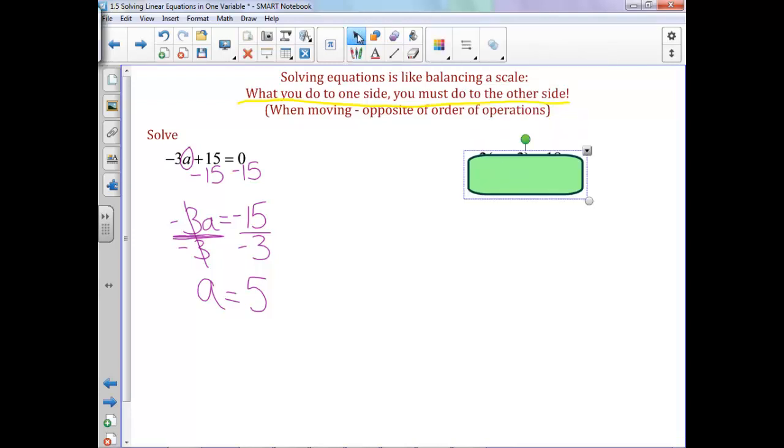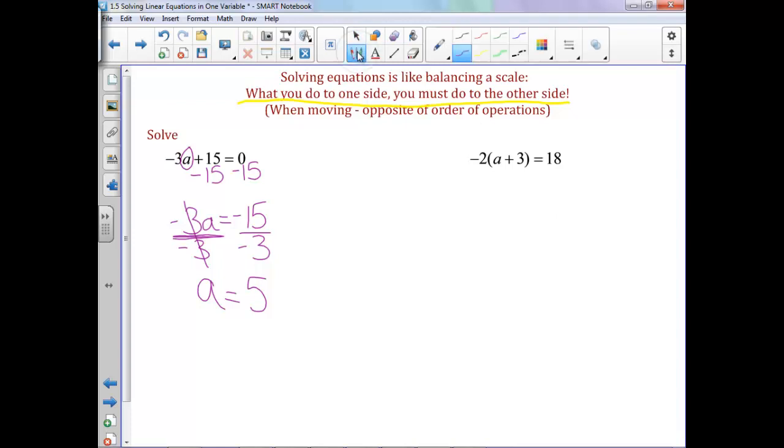On this next one, first off, we need to distribute because we need to get all of our grouping symbols out of the picture before we can add or subtract from both sides. So first off, when we distribute this -2, we get -2a minus 6 equals 18.